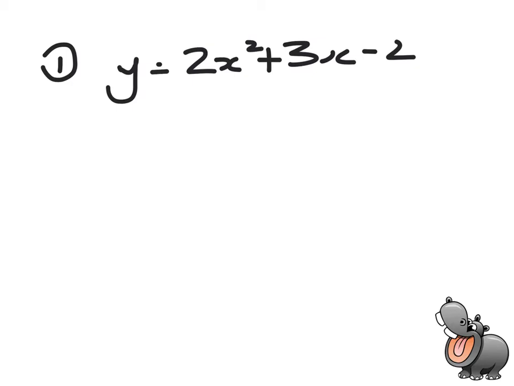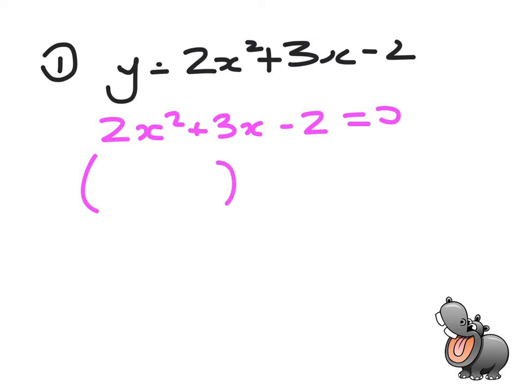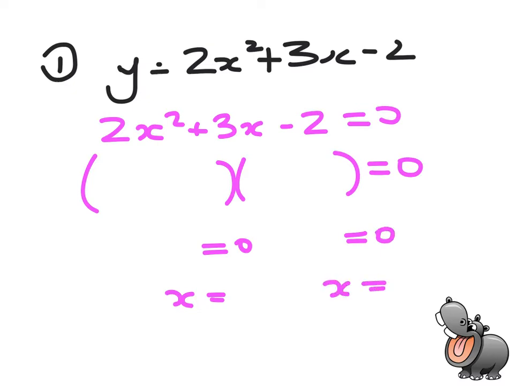The first question, find the roots of the equation. So roots is where you put your formula equal to 0. So 2x squared plus 3x minus 2 is equal to 0. Now this is one which will factorise. So factorise it into two brackets. Put the first bracket equal to 0, which will allow you to work out what x is. Similarly, the second bracket equals 0, which will allow you to work out x.